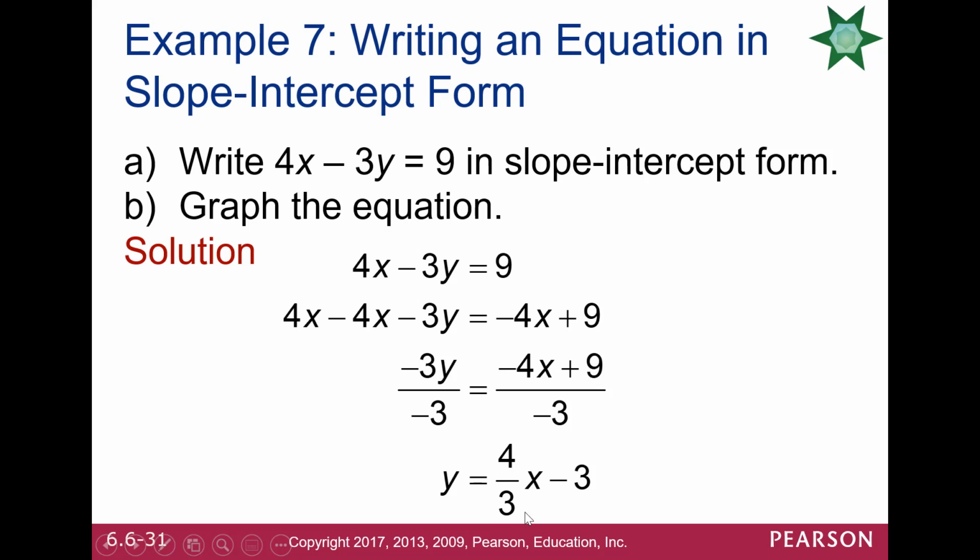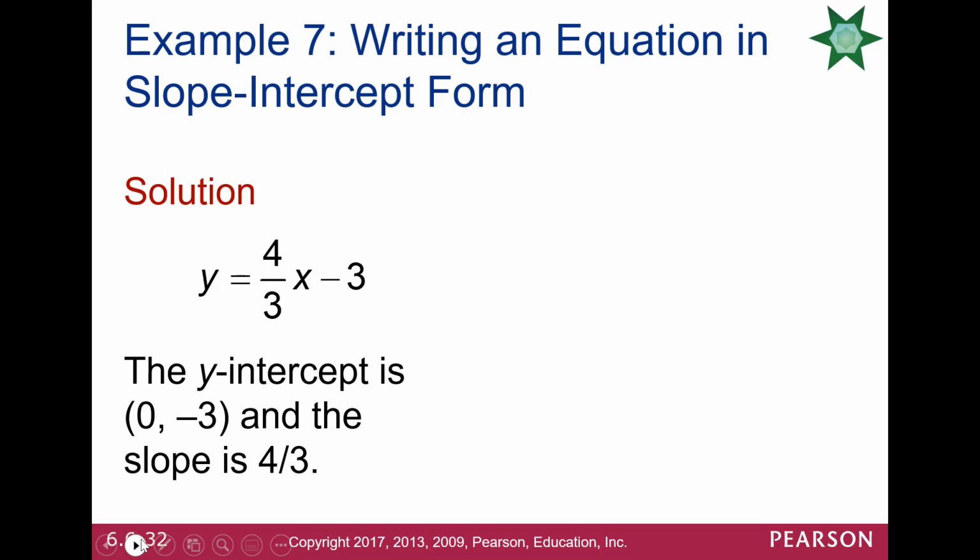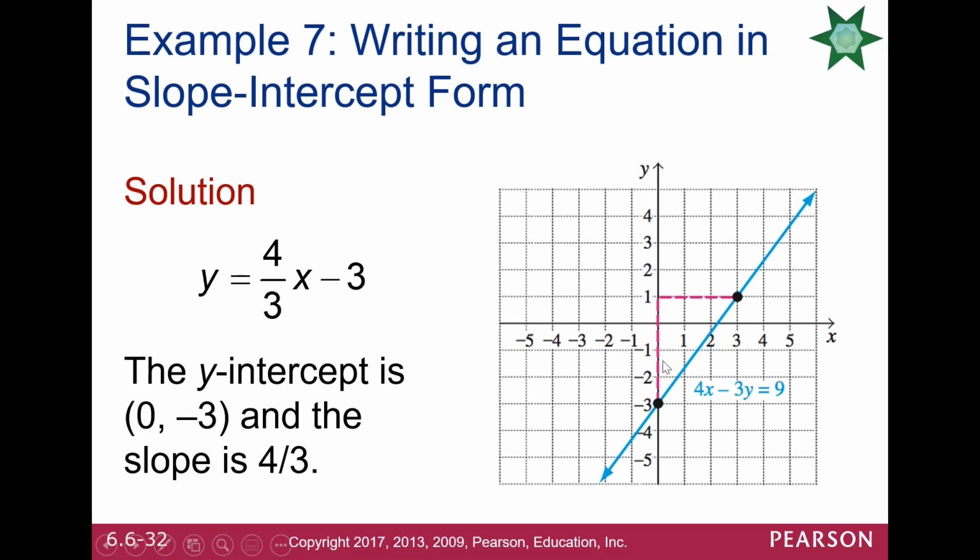Once I've done that, notice now, I know my slope is 4/3 and I know my y-intercept. Y-intercept means where my graph is going to cross the y-axis. So I'm going to have a slope of 4/3 and a negative 3 is my y-intercept. So I can plot the point (0, negative 3) and then go 1, 2, 3 to the right and then up 4 to get a slope of 4/3.